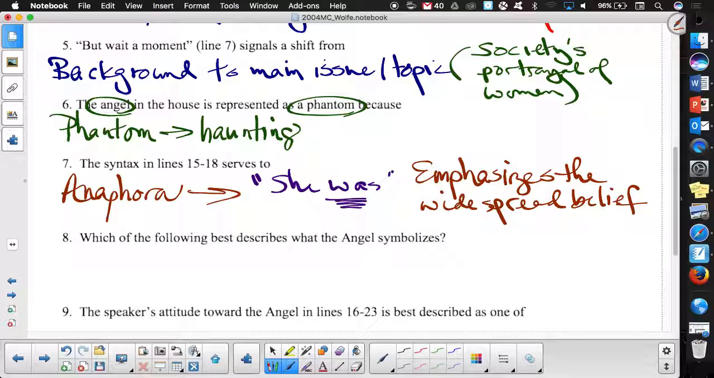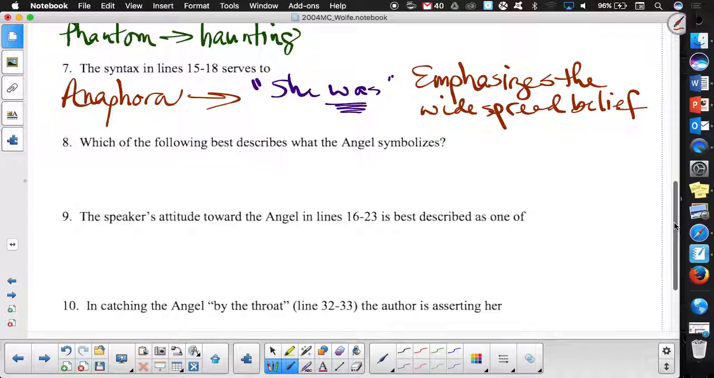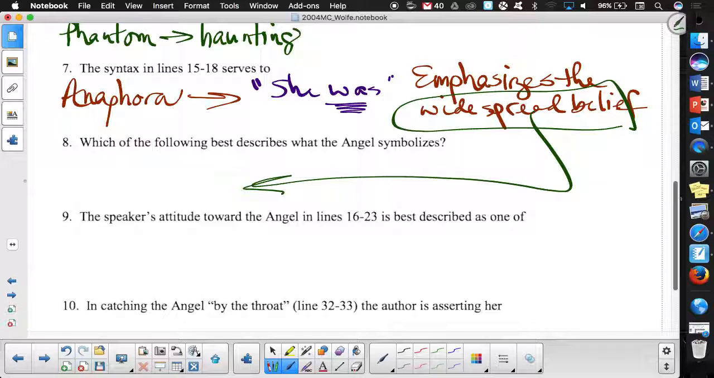Okay. Obviously, number 8, which of the following best describes what the angel symbolizes, and we've kind of already said this, but the angel would symbolize probably the widespread belief. We would basically take from number 7 and bring it down here to number 8. How about attitude? We're given attitude in like 1 or 2 words.